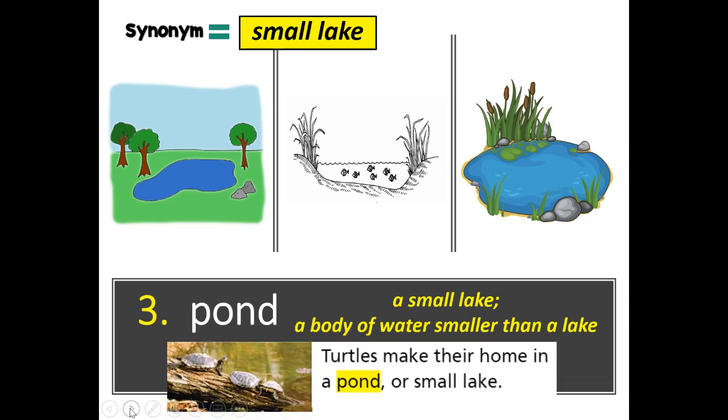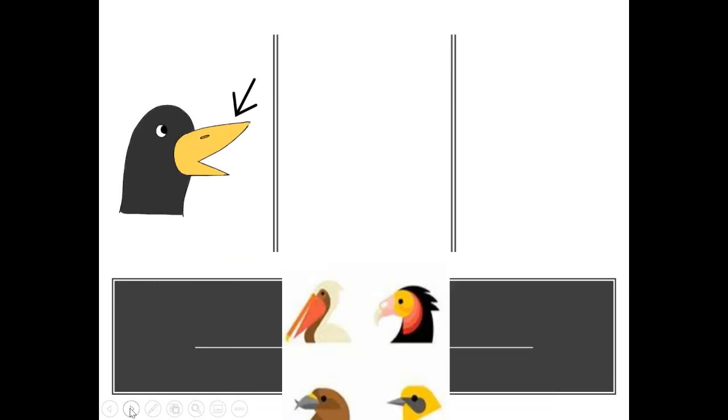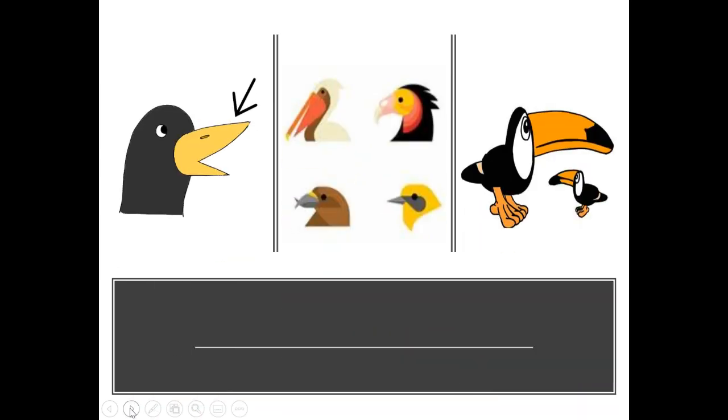Turtles make their home in a pond or small lake. Think about it. Have you ever gone swimming in a pond? What was it like? So again, write pond for number 3. The synonym is small lake. And you can push pause to draw your quick sketch or do that at the end of the lesson. Number 4, what do you notice or see? I notice or I see.